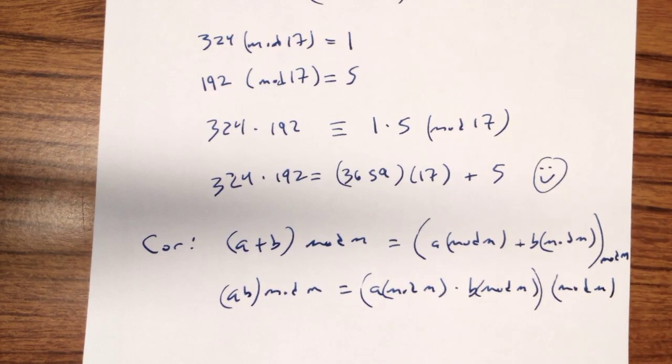So I never have to work with the big numbers. I can always work with smaller numbers. And working with smaller numbers is easier. Even though I am dealing with very, very large numbers in most computer applications, I can skip that if I want to deal with remainders.